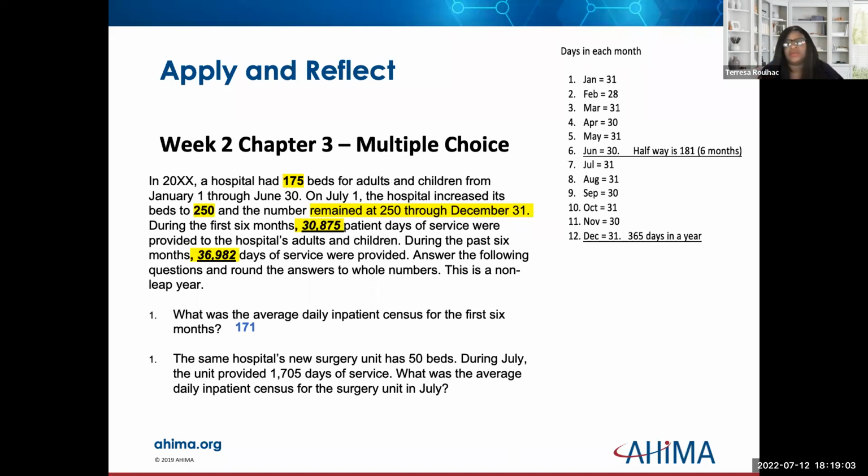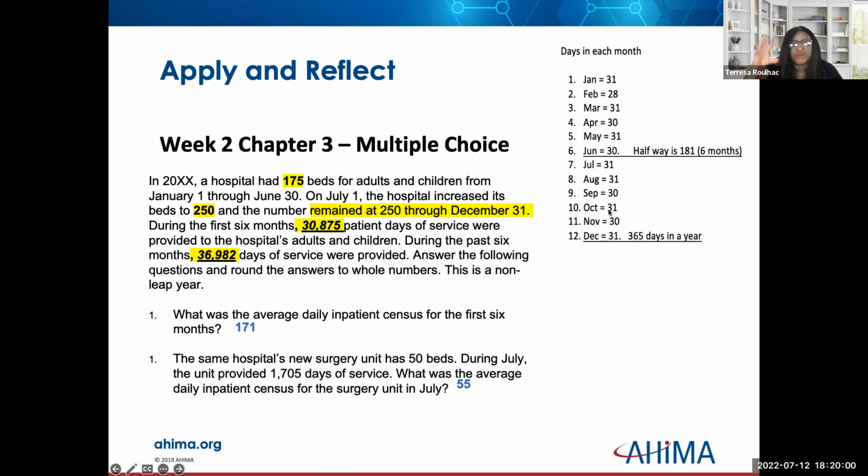Now, for the second question, the same hospital's new surgery unit has 50 beds during July. The unit provided 1,705 days of service. What was the average daily inpatient census for the surgery unit in July? For this question, we look at how many days are in the month of July, okay? And at a glance, there's 31. We take the 31 days of July, and then we divide it by 1,705, which will give us 55. All right, so that's why it's really key to know the days in each month.